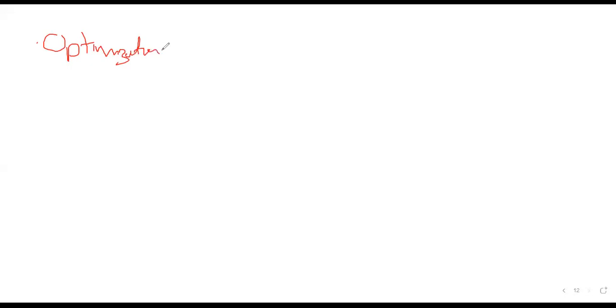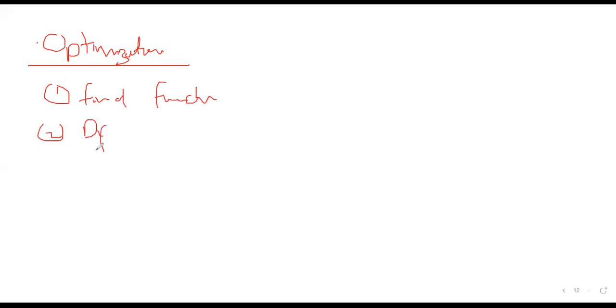Step 1 in optimization is to find the function. Find the function you're asked to optimize. Step 2, differentiate. Step 3, equate to 0.